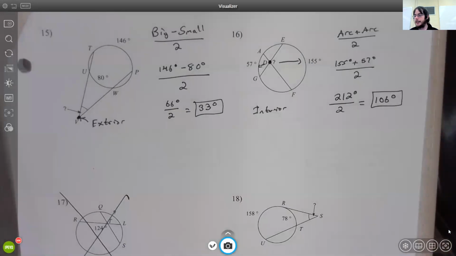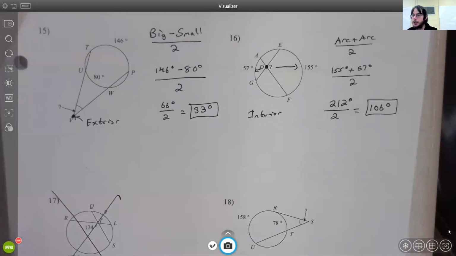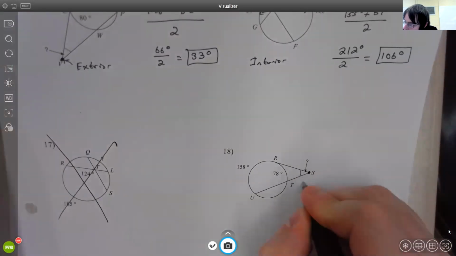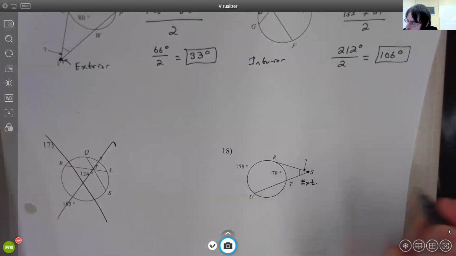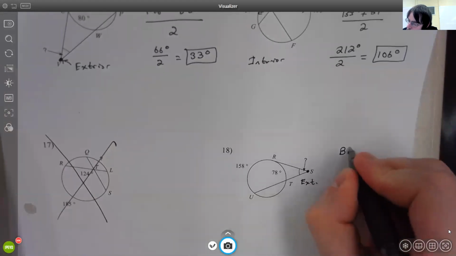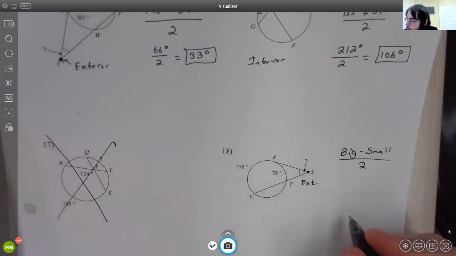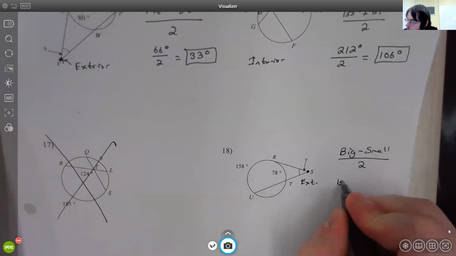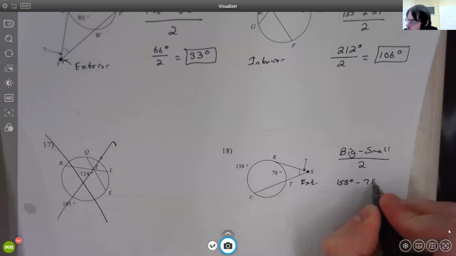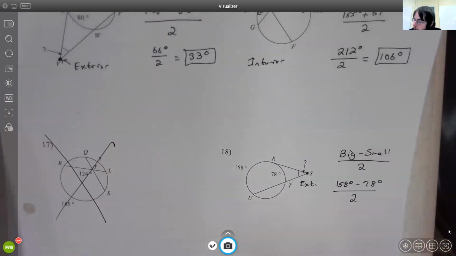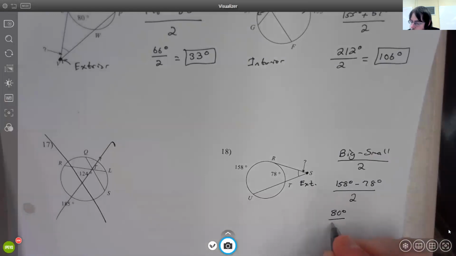And number 18, you see that your vertex is outside the circle. So that's an exterior angle. So you take your big arc minus your small arc divided by 2. Your big arc is 158 minus your small arc of 78 divided by 2. So that gives you 80 over 2, which is 40 degrees.